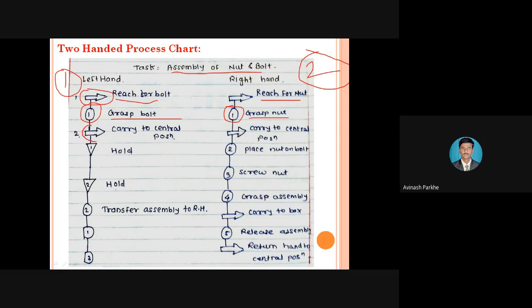Then again the third symbol is represented by the transport. You can see the third symbol is represented by the transport, means you have to take that particular bolt at the center position, and you have to take that particular nut also at the center position. That means nut and bolt should be in front of each other. Whatever the center of the nut is there and the center of the bolt is there, they are coaxial to each other. If they are in front of each other, then only there is a possibility of assembly.